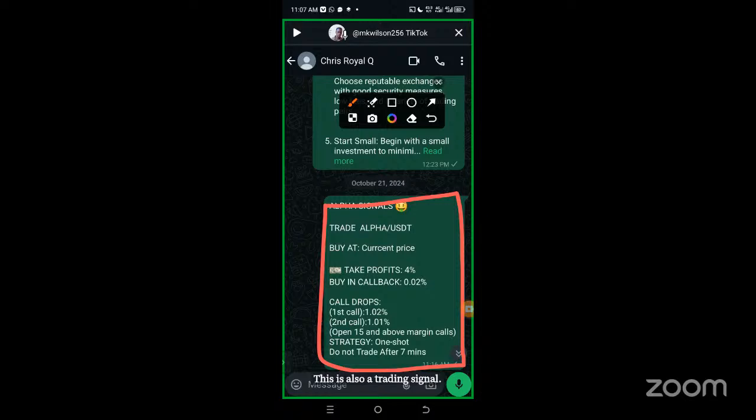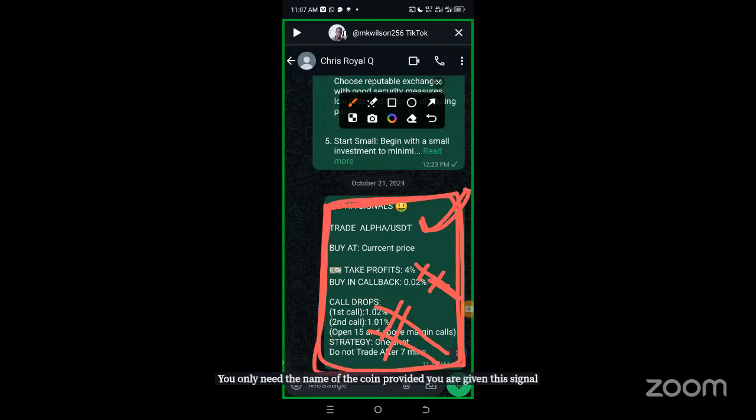I told you, if you have already saved your strategy, this one you don't need it. All of these you don't need them. This one you don't need it. And this you don't need it. You only need the name of the coin, provided you are given this signal.